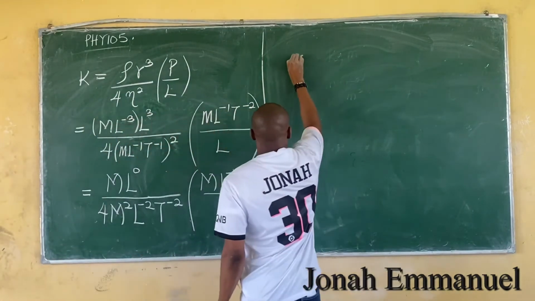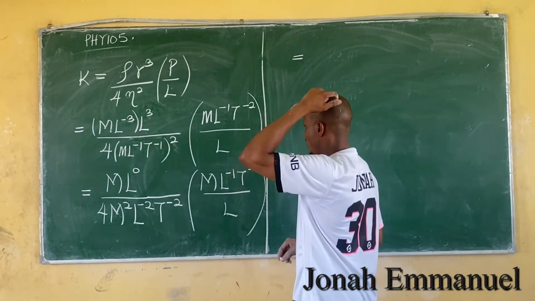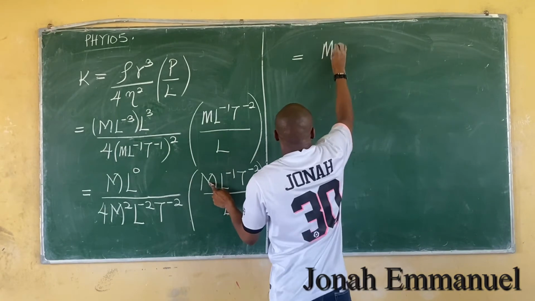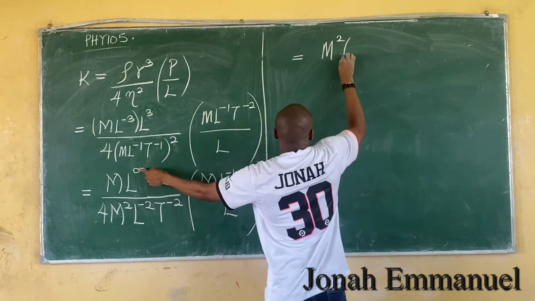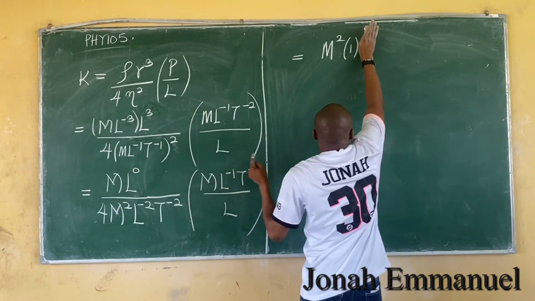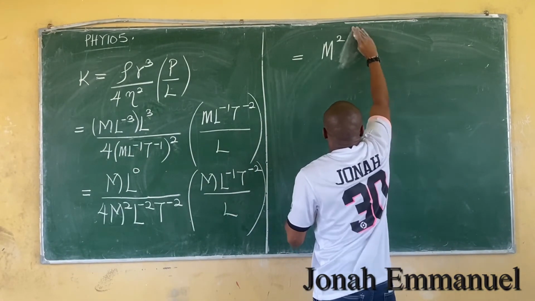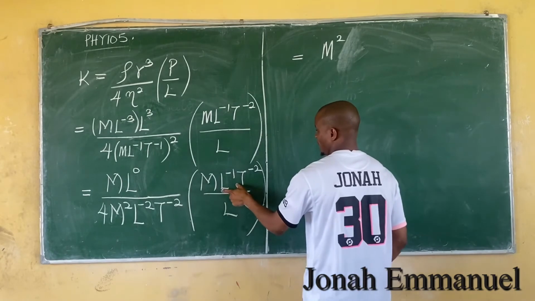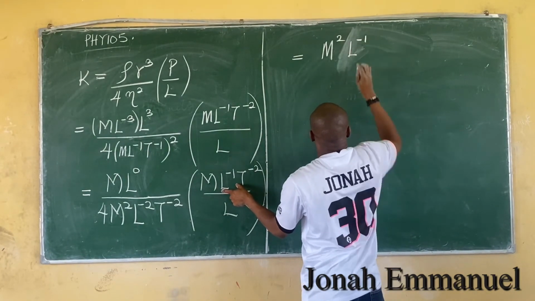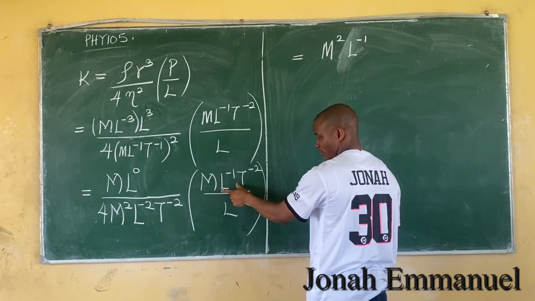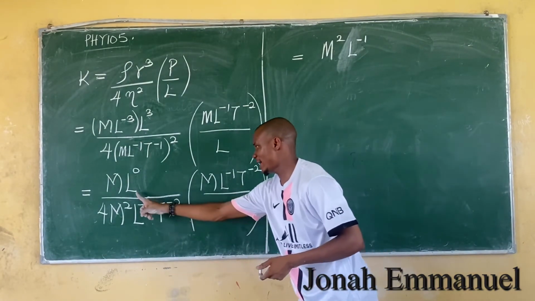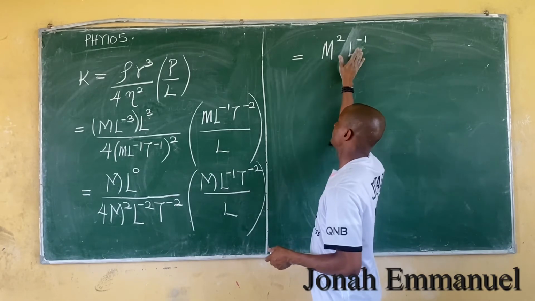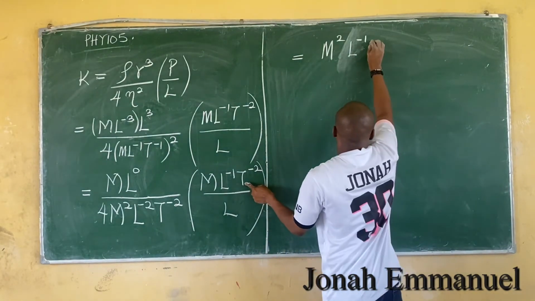Alright. So this is now equal to, look at this. First of all, let's take M. M times M gives you M squared. L to the power 0 gives you 1. Yes? Okay, let me take L together. L to the power 0 gives you 1. What do I have here? L. Or you can combine L and L. 0 minus 1 gives you minus 1. Same thing. Take T. This is T to the power minus.